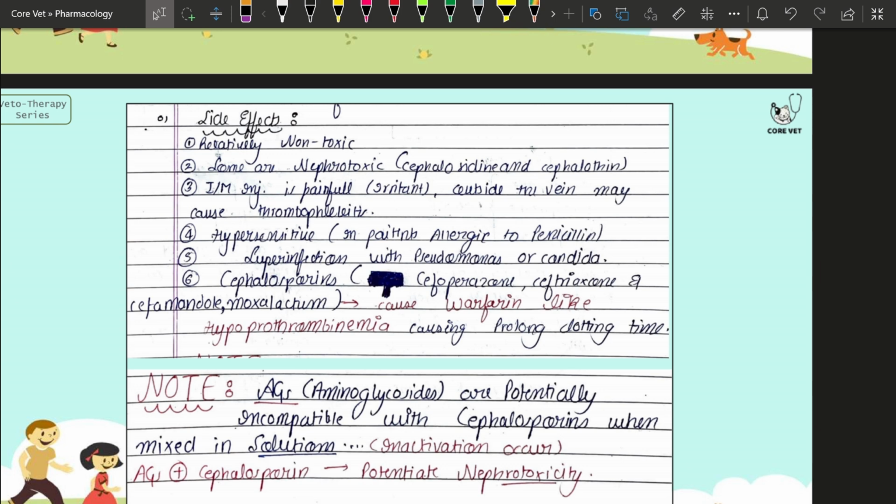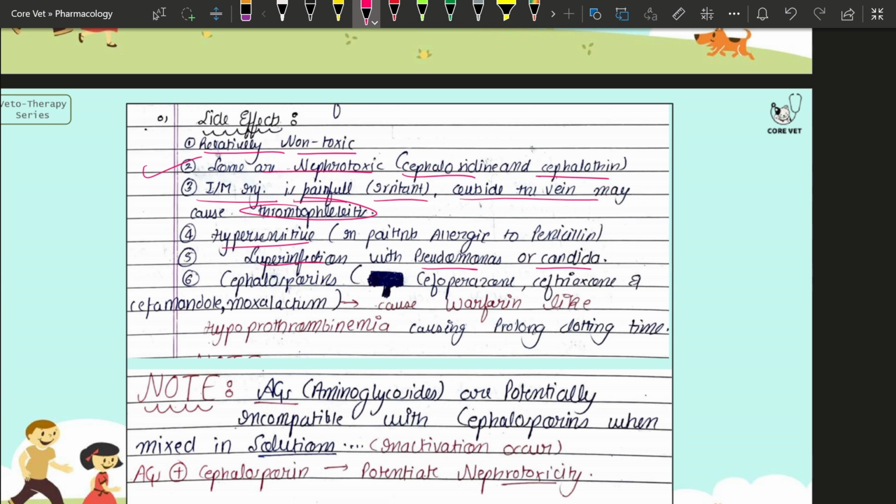So if we talk about the side effects, it is relatively non-toxic, and some are nephrotoxic, like cephaloridine and cephalothin. Okay, so the IM injection is painful and irritant, and if you puncture the vein and the syringe goes past the vein itself, then it may lead to thrombophlebitis, right? And hypersensitivity is also there. So patients that are allergic to penicillin could show hypersensitivity in this particular case also, and superinfection with Pseudomonas or Candida could be there.